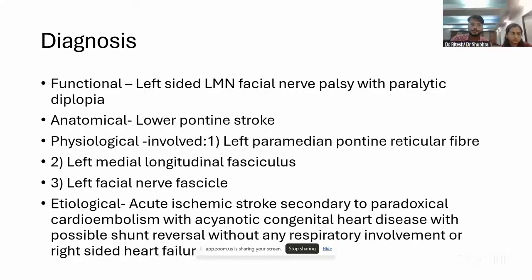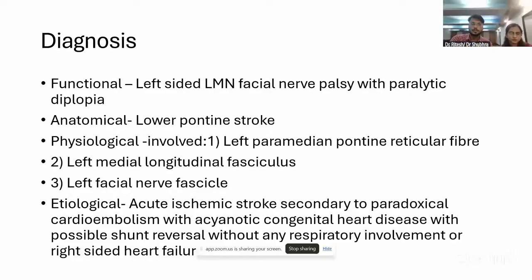And how can you differentiate between lower motor neuron facial palsy and upper motor neuron facial palsy? What are the features on the basis of which you can differentiate? Wrinkling of the forehead we will see first. It will be present in upper motor neuron facial palsy, and absent in lower motor neuron facial palsy.